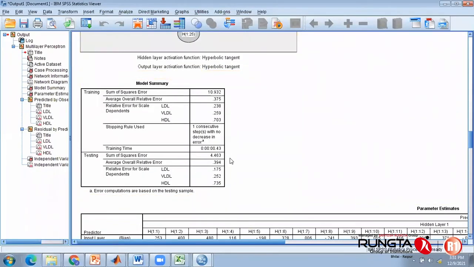Now on this side, you can see you will get the sum of square errors for training and testing samples. Similarly, you will get a specific relative error. These are the relative errors for LDL, VLDL, and HDL for training and testing samples. This is one of the indications that for LDL, 0.238 and 0.175, it is closely associated. If these relative errors have a drastic change, then that is again an indication of overtraining of a neural network. So that is one thing which we can get from SPSS.